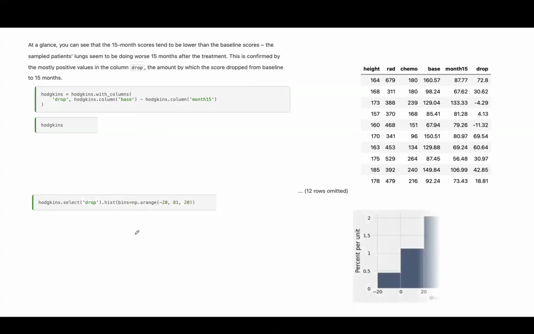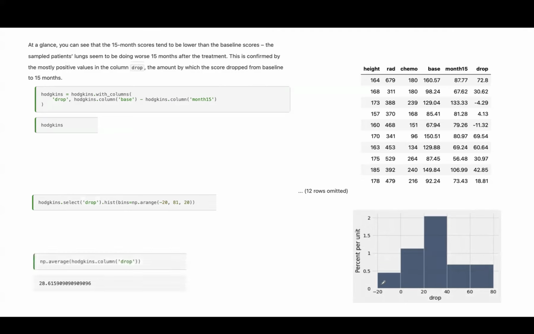And our histogram is drawn on the right-hand side. The average is 28.62. So in the sample, the average drop is about 28.6. The question is whether this could be the result of chance variation or not. The data are from a random sample. Could it be that in the entire population of patients, the average drop is just 0?